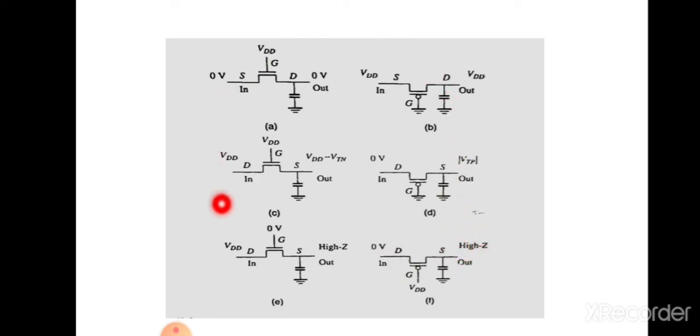So these are the different configurations of the NMOS and PMOS. That means this is logic 0 transmission by NMOS, logic 1 transmission by NMOS, and this is the high impedance state. Similarly, this is the logic high transmission by PMOS, logic low transmission by PMOS, and this is the high impedance state of the PMOS. Okay.